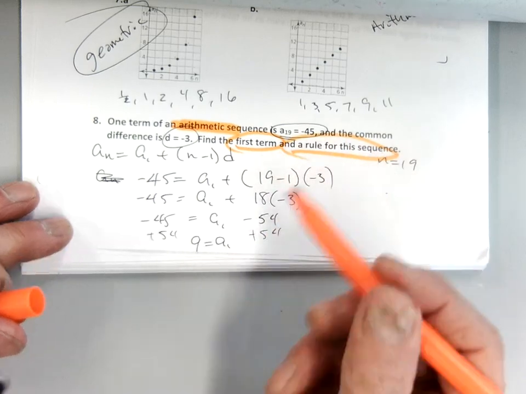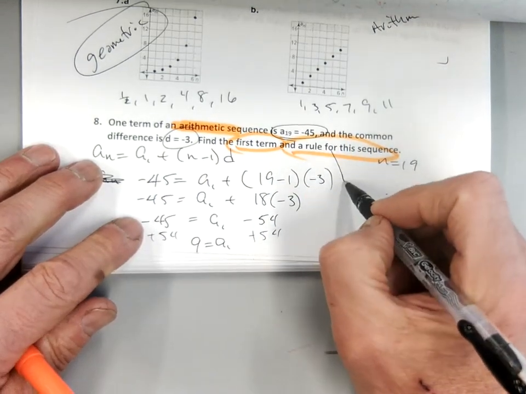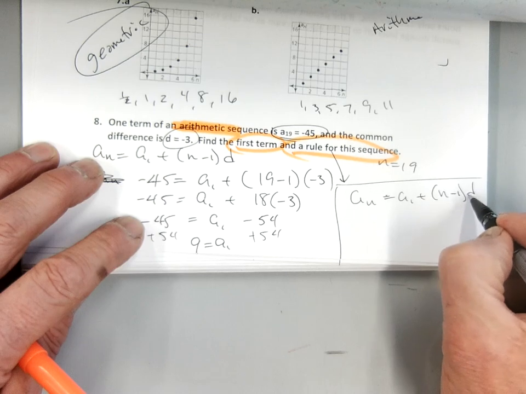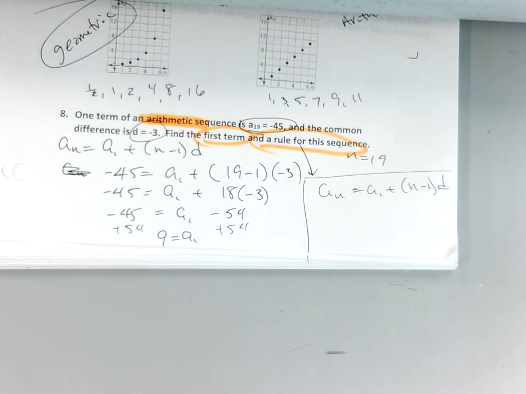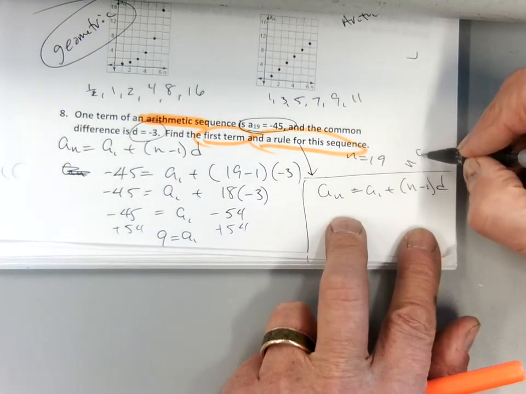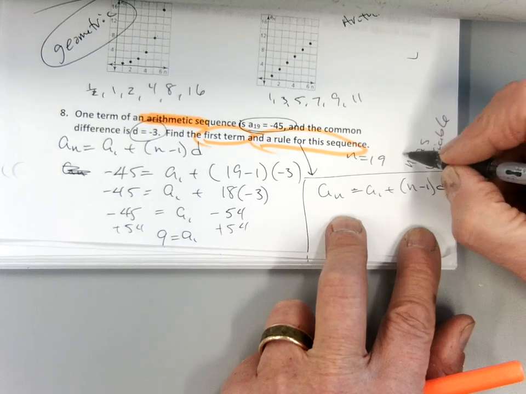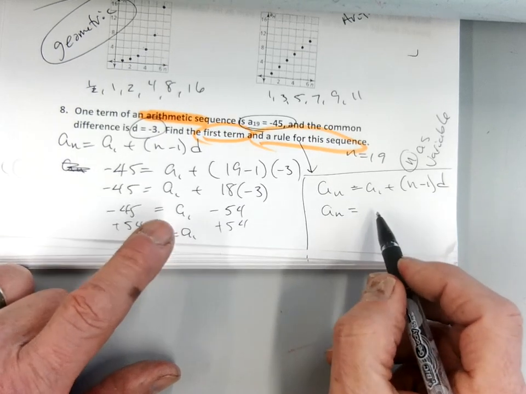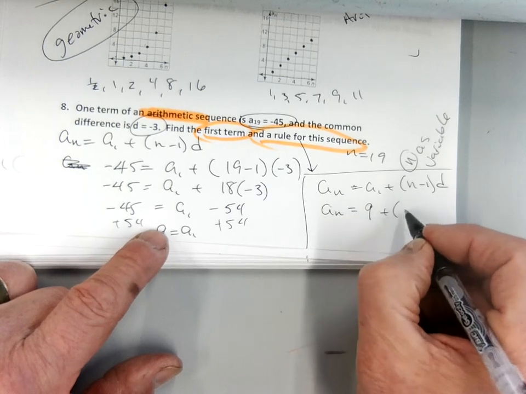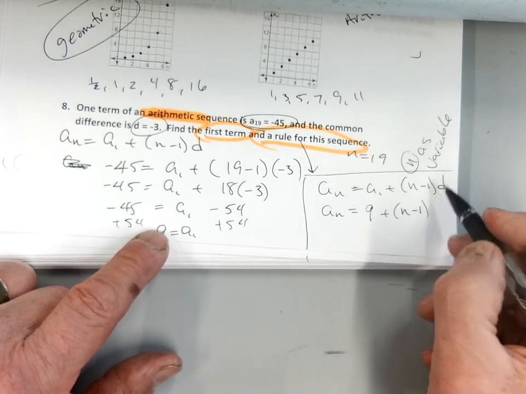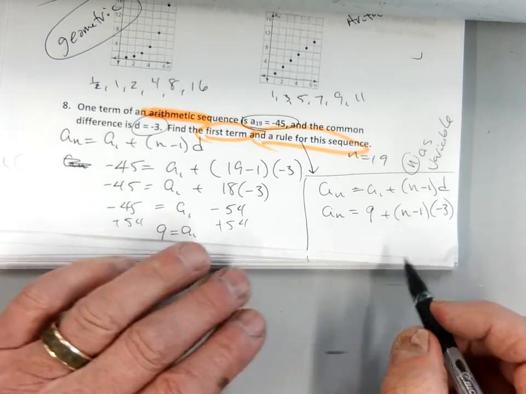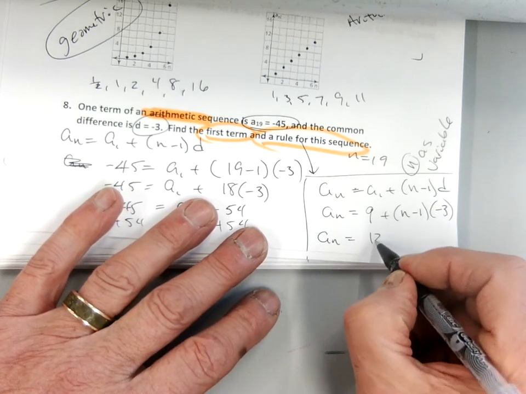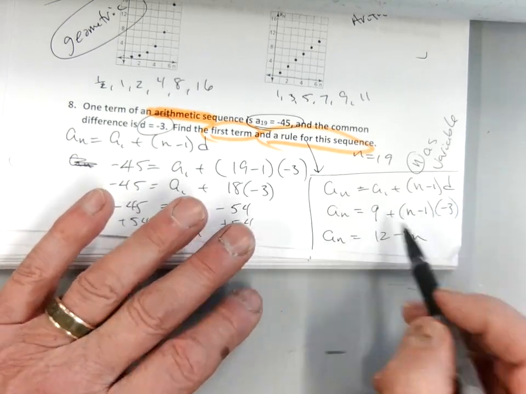I also need a rule. Okay, well, the rule's easy. a_n equals a1 plus n minus 1 times d. If it's a rule, keep n as a variable. N's got to be the variable. So I'm going to go, all right, a_n equals 9 plus n minus 1 times negative 3. There it is. If you want to simplify that, that'd be awesome. I don't care if you do. I probably would. I'd probably have 12 minus 3n. That's what I like. But you guys can give me this and I'll be happy, okay?